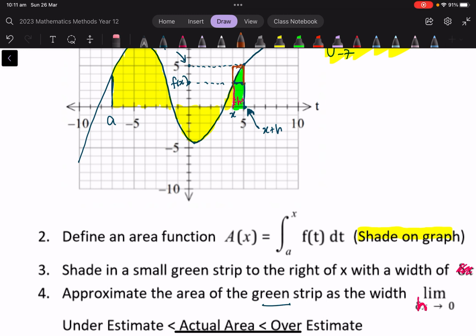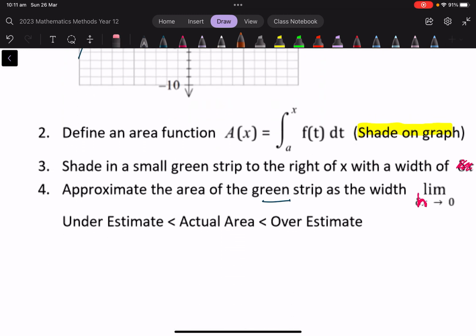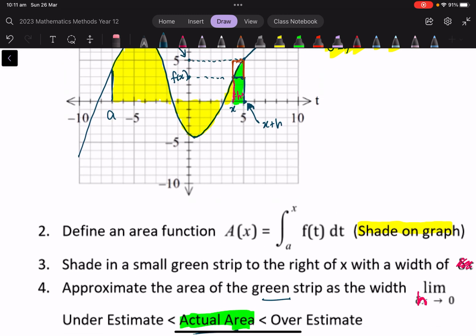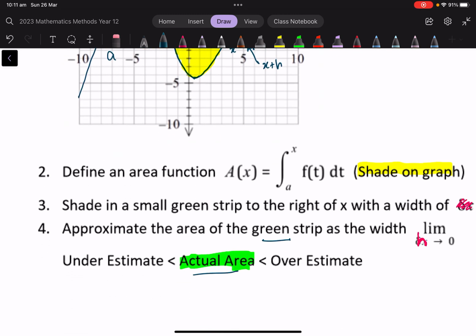And the trapped area, the bit in green, is going to be in between those two rectangle areas, isn't it? So the underestimate is going to be less than the actual area of the green strip. So I'll highlight that green, that's what we're interested in. And that actual area is going to be less than the overestimate of the area of the rectangle that we've got. Okay, so we've set up our inequality.